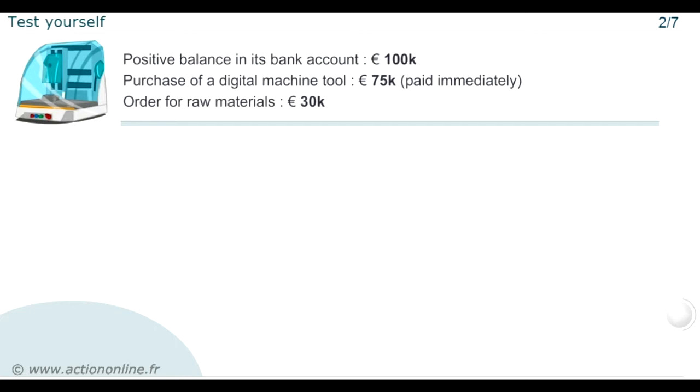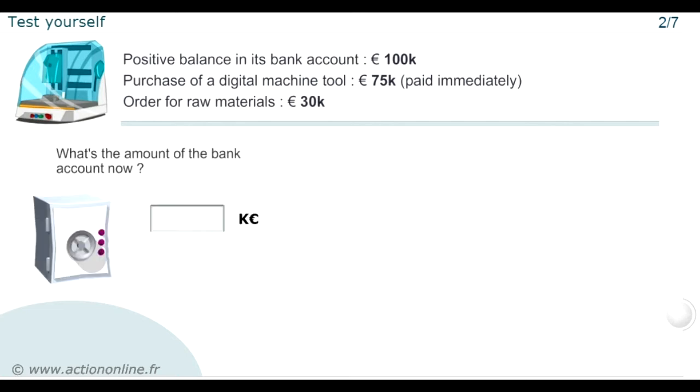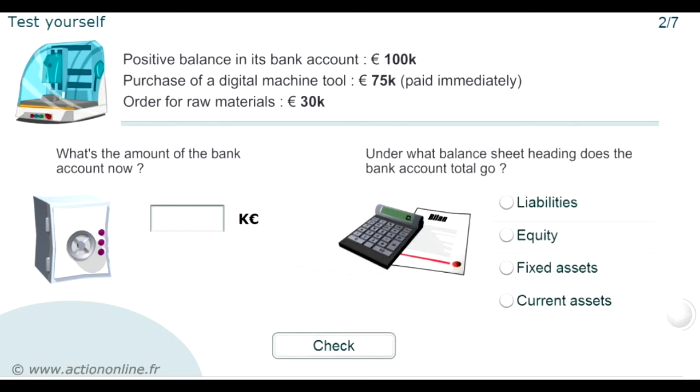A business shows a positive balance of 100,000 euros in its bank account. It invests in a digital machine tool costing 75,000 euros paid immediately. It then puts in an order for raw materials of 30,000 euros. What is the amount of its bank account? Under what balance sheet heading does the bank account total go?